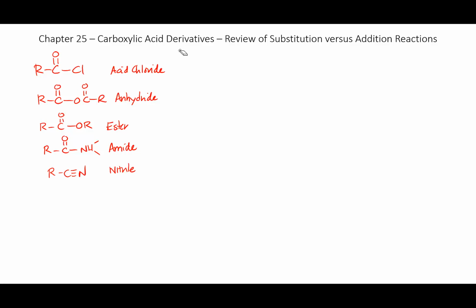What does the term derivative mean? The term derivative means that when you react each one of these compounds in a hydrolysis reaction, you form the carboxylic acid. That's what a carboxylic acid derivative is, and that's what it does. So when you hydrolyze a carboxylic acid derivative, you end up making the carboxylic acid. And that's true for all of these, including the nitrile.